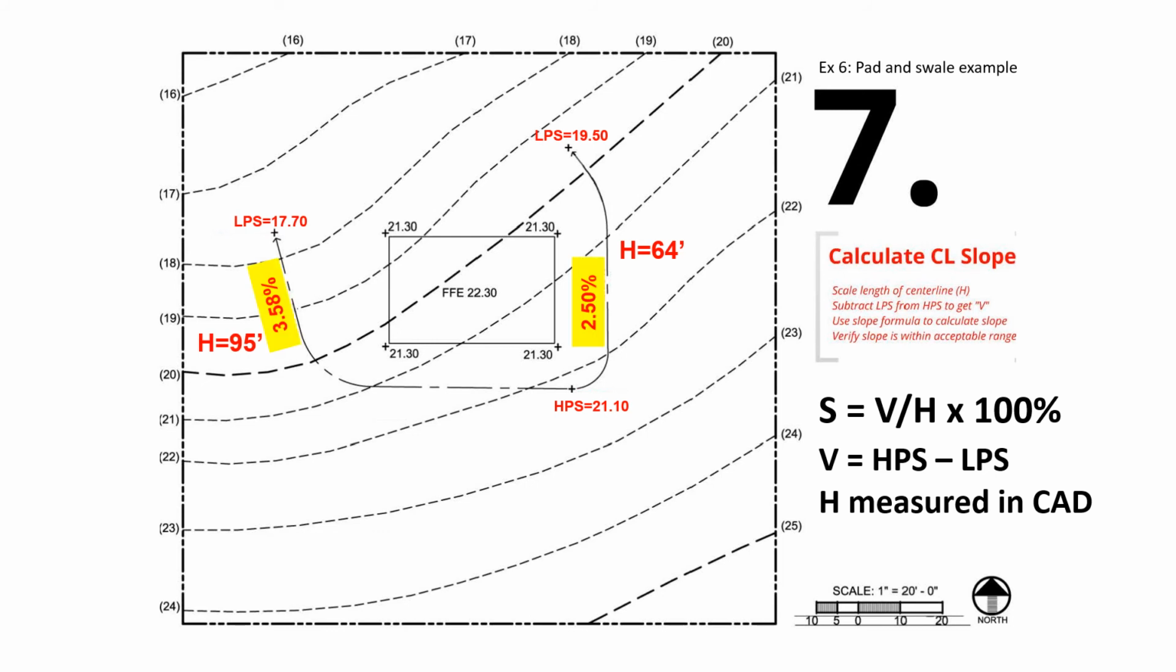So per our calculations, the west swell has a centerline slope of 3.58% and the east swell has a centerline slope of 2.50%. Now from these calculations, you know that your first trial of the centerline grading worked well, right? Because both centerline slopes fell within the 2 to 10% desired slope range.